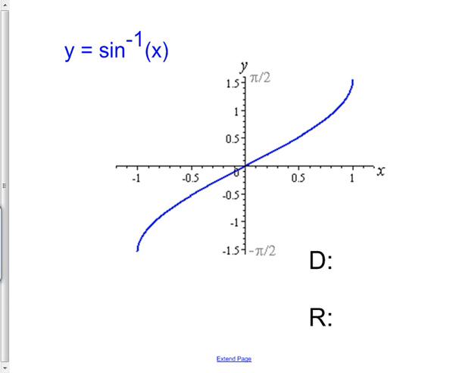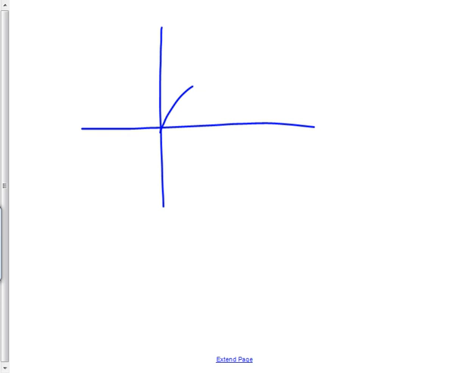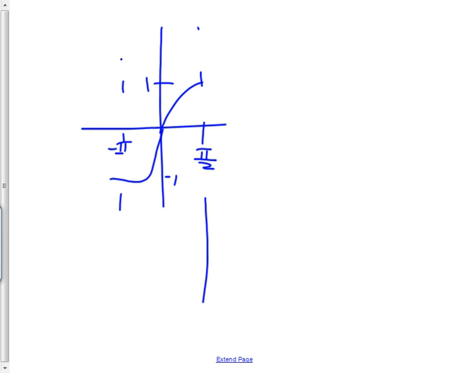So let's go back there a second. Here's sine. Here's its domain. Oh wait, I can't do that part of sine. I can only do this part of sine. What was its domain and range? It's going up to 1 and down to negative 1. And it's going from pi over 2 to negative pi over 2. So its domain was this.